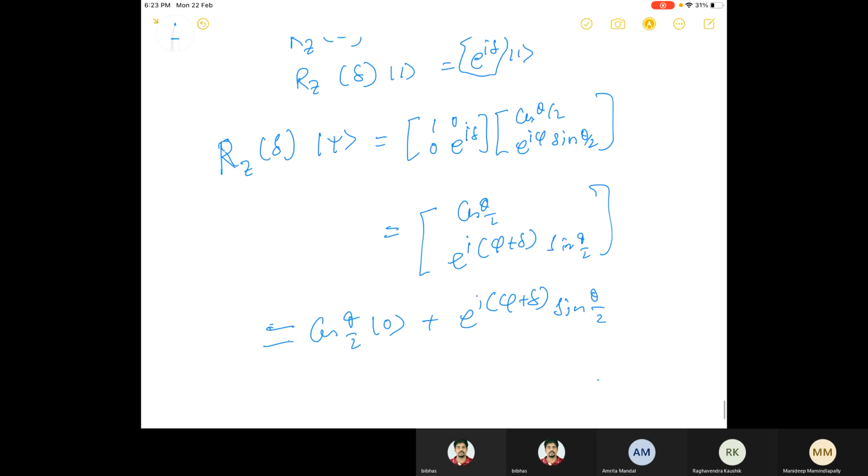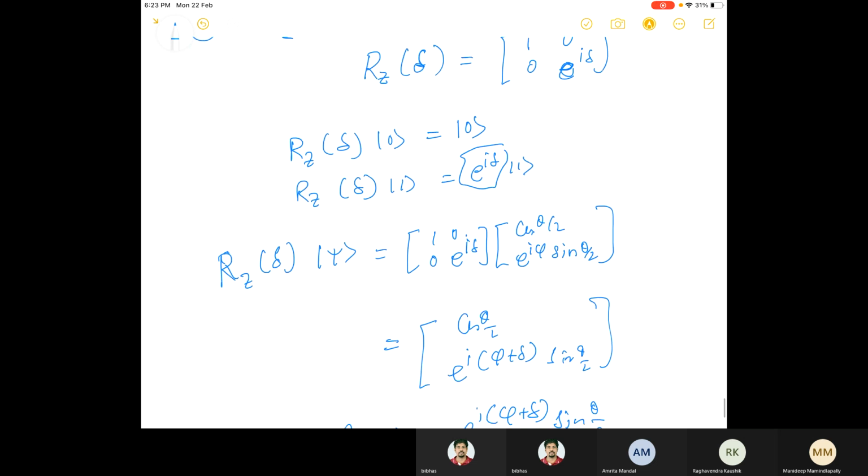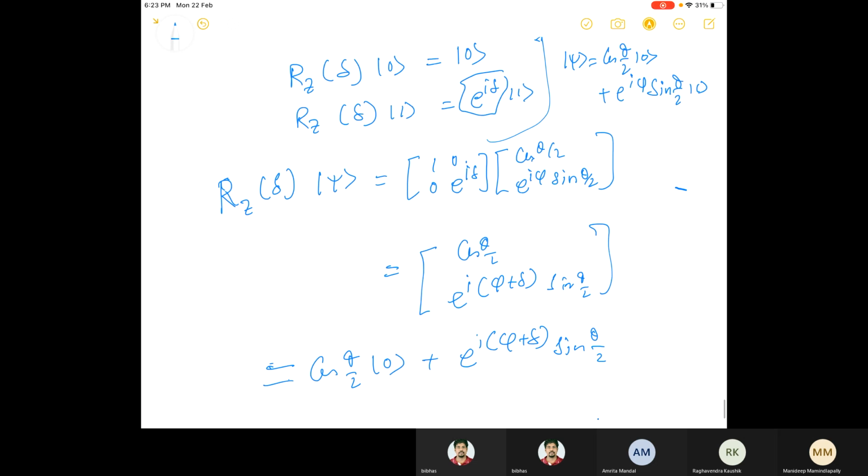So what was the original psi? The original psi was cos theta by 2 times 0, plus e to the power i phi sine theta by 2 times 1. And see the change here. There is a change; that's why it's called a phase shift. It is changing the relative phase.